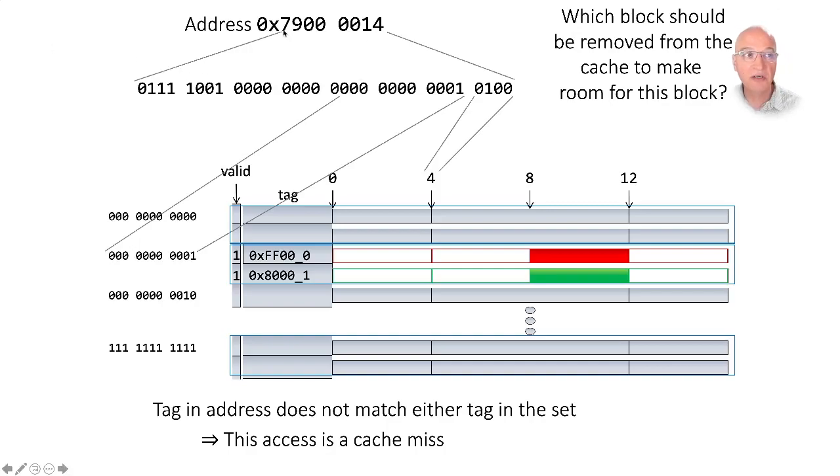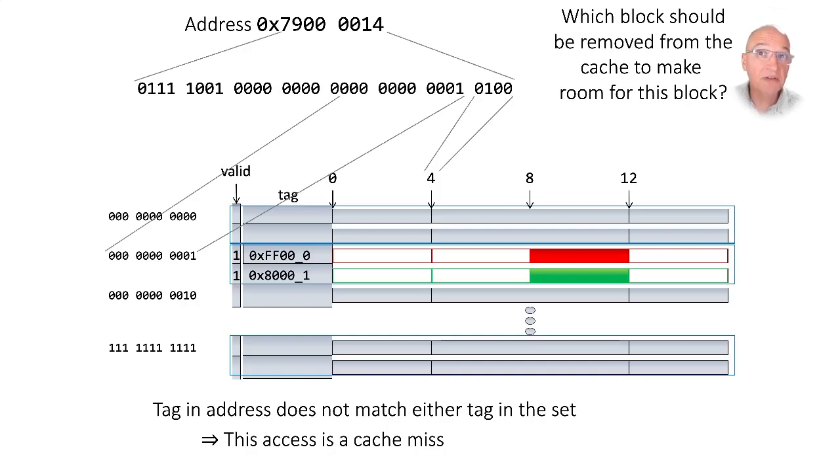That's the block 0x79000014. And we're going to have to put that block in the cache. But there are two ways in which I can put that block in the cache. I can put it in the way 0 of the set, or I can put it in the way 1 of the set. Which way am I going to use? The question is, which of the two blocks that are currently in this set should be removed from the cache to make room for the new block that the processor has requested?